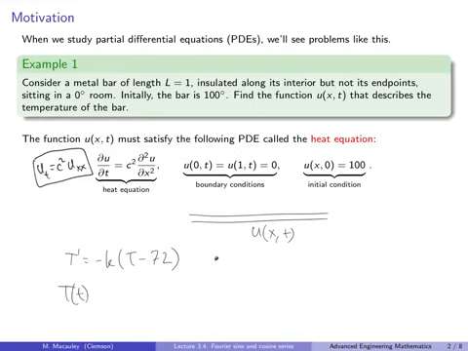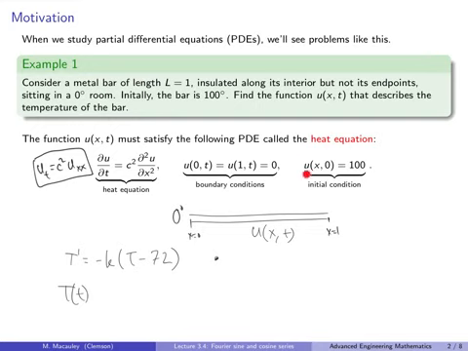And then we need boundary and initial conditions. The boundary conditions say what the temperature is at the endpoints. So we said if the metal bar is sitting in a 0-degree room, then for all time t, the left endpoint, x equals 0, is fixed at 0 degrees. So the temperature at position 0 for all time t is 0. Similarly, the right endpoint, x equals 1, the temperature at that endpoint, for all time t, is 0 degrees. These are called boundary conditions because they describe the temperature or the change of temperature at the boundary.